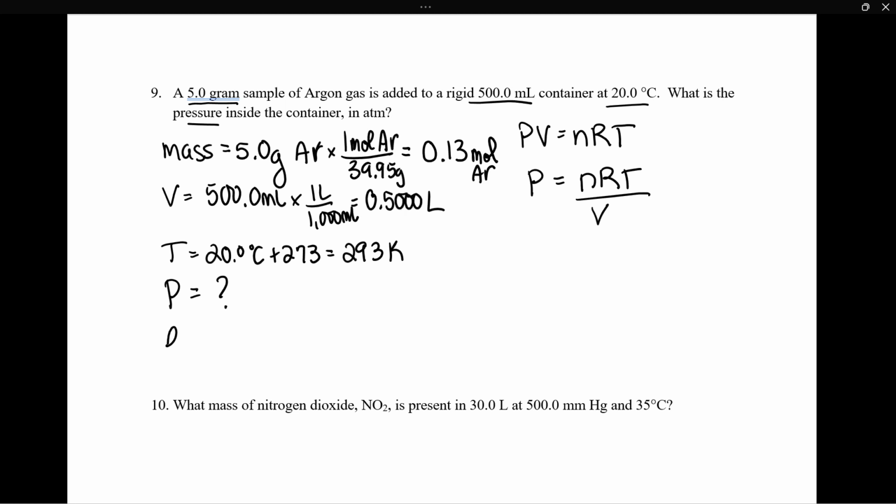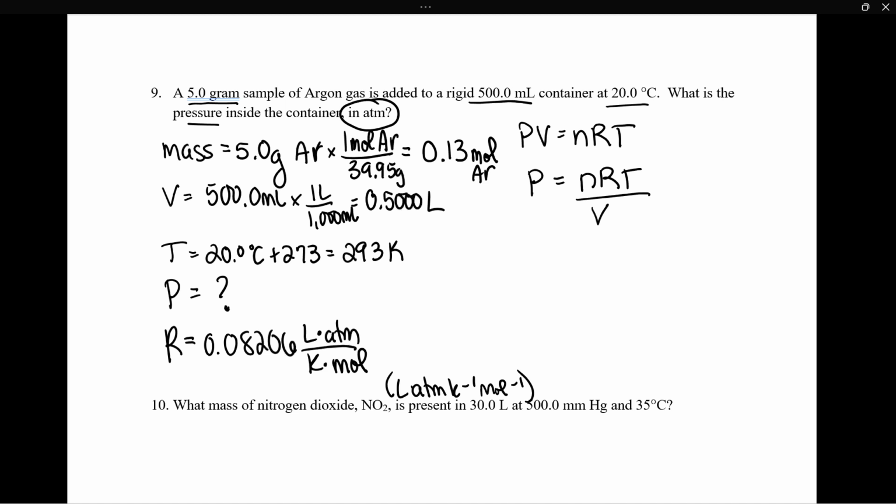And I need an R value. I want to choose the R value that matches my pressure unit. So where's my pressure? Oh, my pressure is my unknown. That's what I'm trying to solve for. But the question asked me to solve it in atmospheres. So I'm going to use the R value that's in atmospheres. That's this one, 0.08206 liters times atmospheres over Kelvin times moles. You could also write it this way, liters, atmospheres, K to the minus 1, moles to the minus 1. But I like writing it out like a fraction. I feel like that's easier to understand what's happening there.